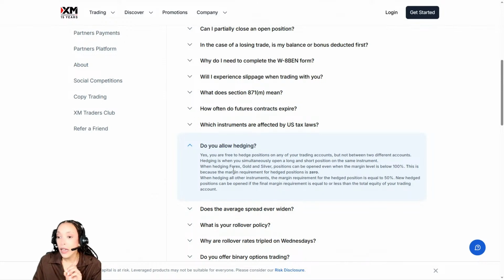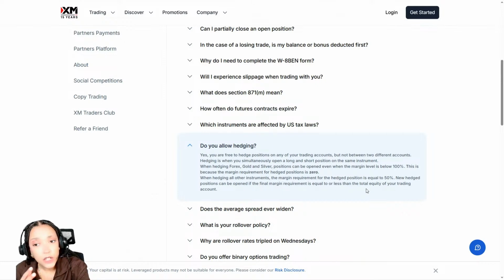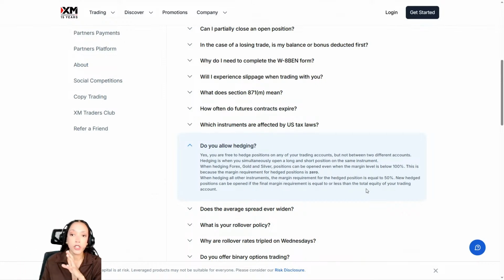In that case, when hedging Forex, gold, and silver positions, these can be open even when the margin level is below 100%. This is because the margin requirement for hedging positions is zero. When hedging all the other instruments, the margin requirement of the hedge position is equal to 50%. New hedge positions can be opened if the final margin requirement is equal to or less than the total equity of your trading account.